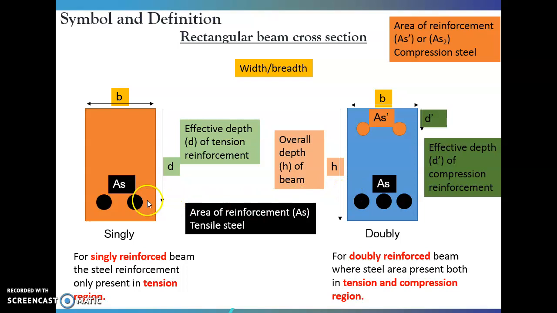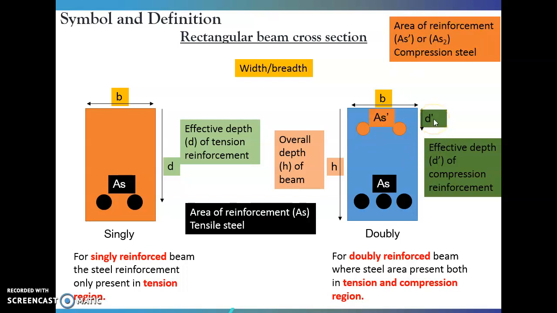In singly and doubly reinforced beams, both will have tension steel. On top of the concrete of the beam will have compression, and at the bottom we'll have the tension region. For the singly reinforced beam, the steel reinforcement is only present in the tension region. Whereas for the doubly reinforced beam, steel is present in both areas, in the tension area and also in the compression area. For the doubly reinforced beam, we will have As prime, or we can call it As2, which is the area of the reinforcement for the compression steel.